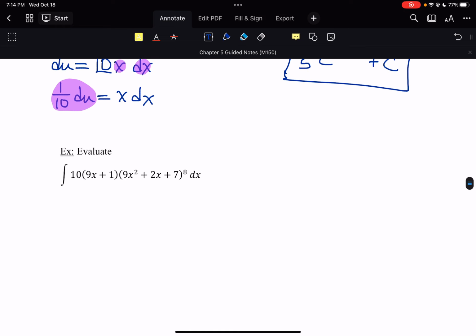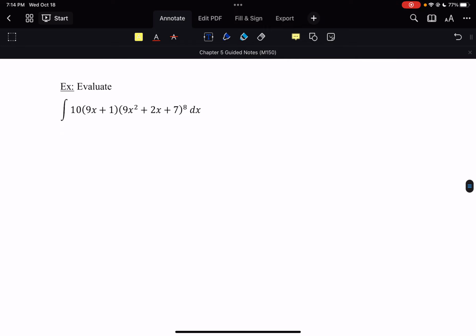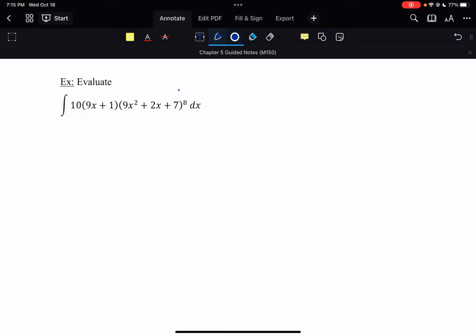Let's look at one like this. So this is going to be a massive polynomial. In order to do this directly, we would have to multiply this one out 8 times by itself, and then multiply whatever that is by this, and then multiply the whole thing by 10. It would be a huge polynomial. So instead of doing that, we want to take a chain rule type of approach here, where we can take an antiderivative without having to expand that 8th power.